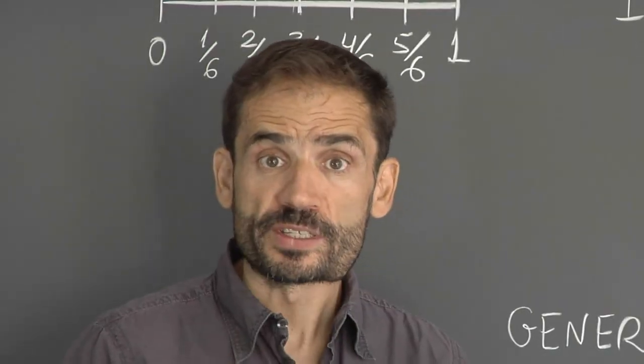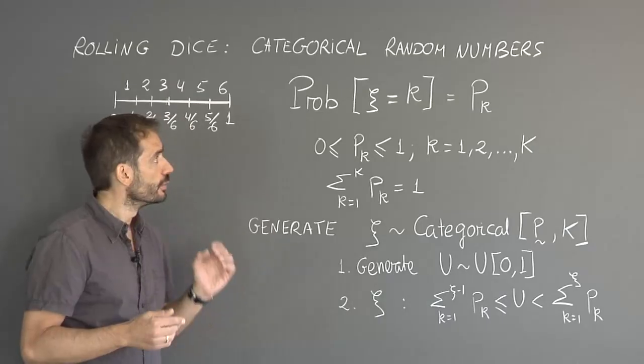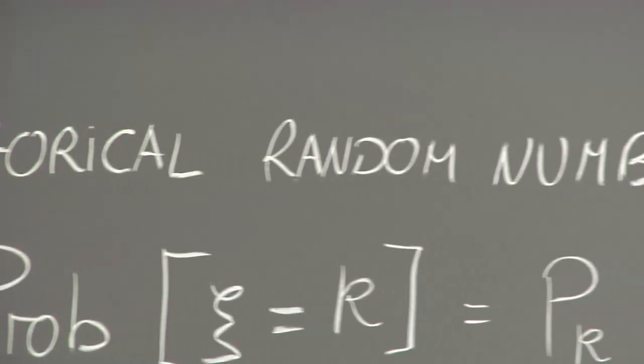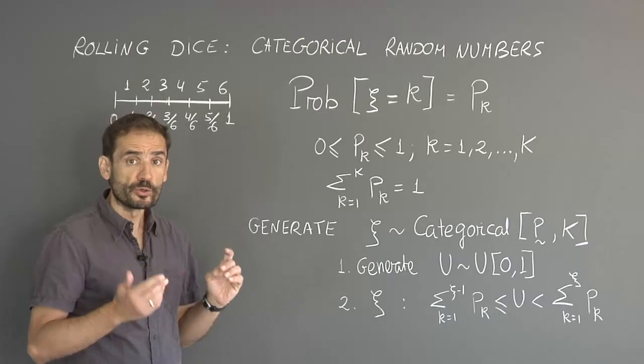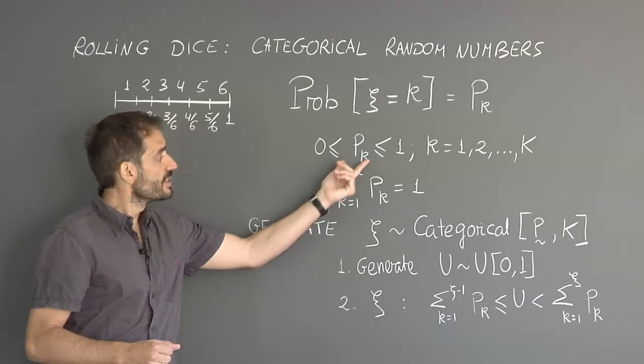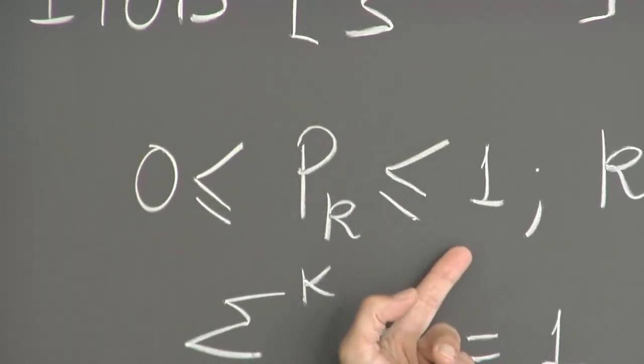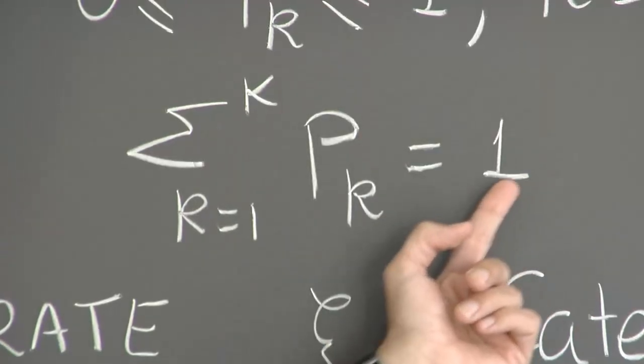If we can toss coins, can we also roll dice using a computer? The answer is yes, and we'll do that by generating categorical random numbers. A categorical random number takes integer values between 1 and k with probability p_k. These probabilities are real values between 0 and 1 that add up to 1.